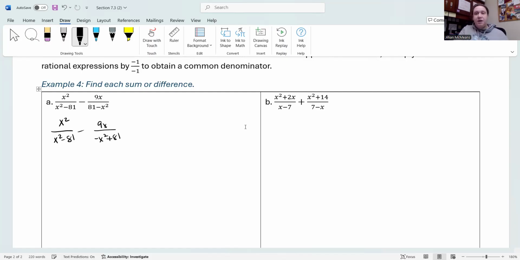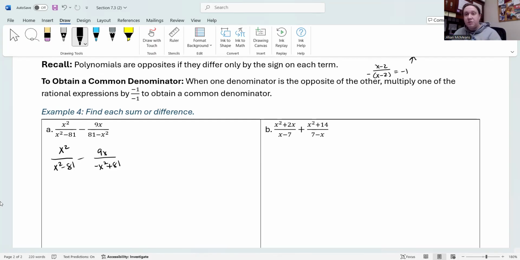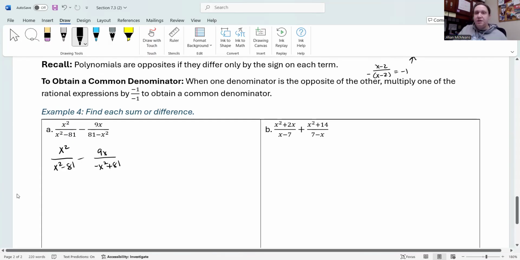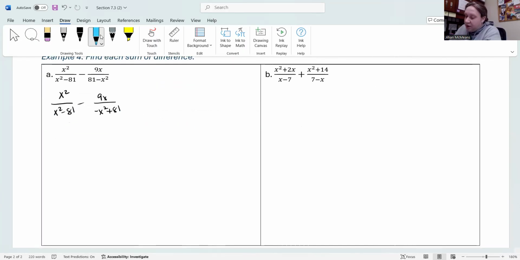And the directions up here, let me scroll back up. The directions up here say when one denominator is the opposite of the other, multiply one rational expression by -1 over -1 to obtain a common denominator. Okay, well, let's see what that looks like. So we're going to multiply the numerator and denominator by -1. Okay, and we'll see what happens.